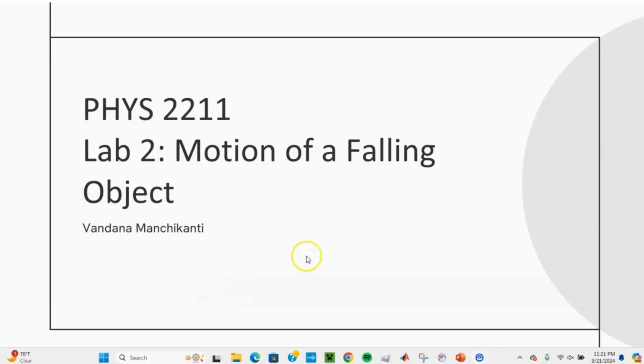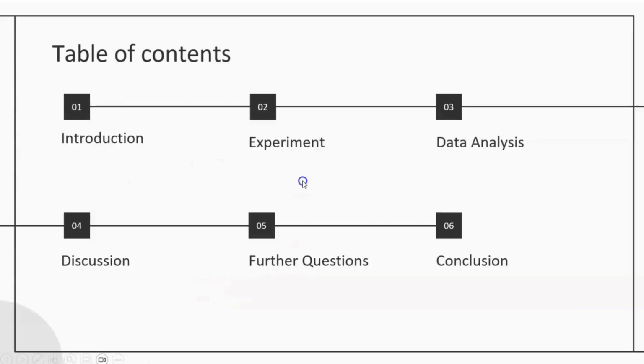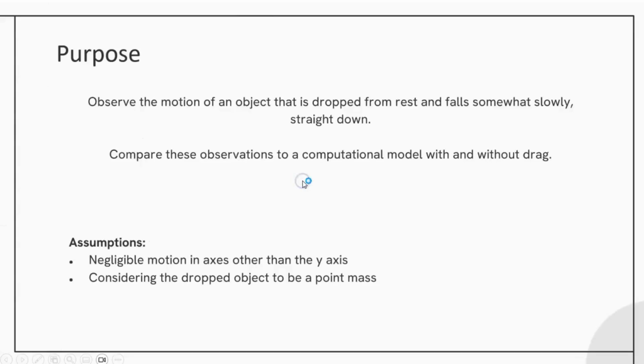This is Lab 2, Motion of a Falling Object. This is a table of contents and the introduction. The purpose of this lab is to observe the motion of an object that is dropped from rest and falls somewhat slowly and straight down.